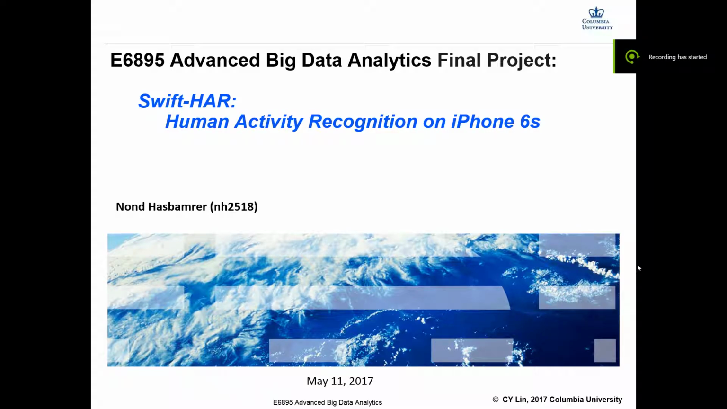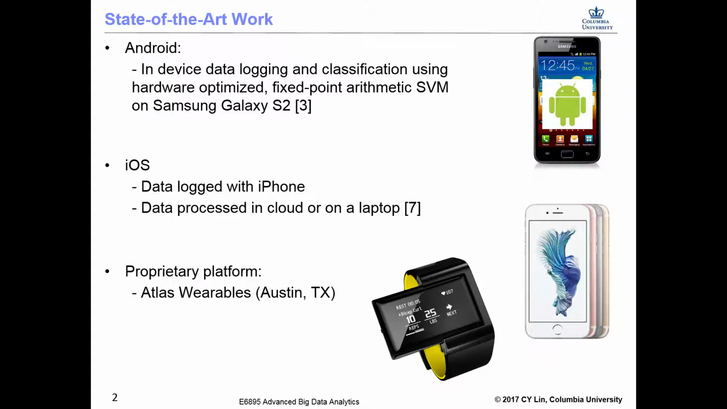Hello everyone. Today I'll be talking about my final project for Columbia's Advanced Big Data Analytics class, Swift-HAR, Human Activity Recognition on iPhone 6s. Previous work on this subject has focused on the Android operating system. With the Android, researchers have created an in-device data logging and classification which is optimized for a Samsung Galaxy S2. This uses the accelerometer and the gyrometer to predict user action through fixed point arithmetic SVM.